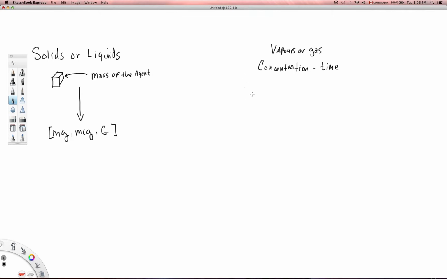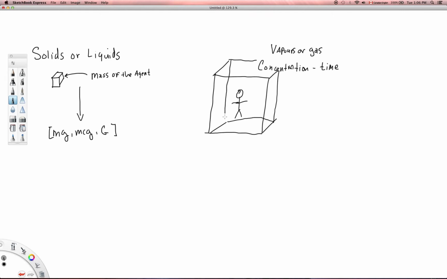Because if you think about it, if I'm in a vapor or a gaseous environment, you can imagine that here I am. I'm not going to draw a very good body because I'm just not a great artist. But imagine that I'm in maybe a cube or something like that. There's a certain three-dimensionality to the environment that I'm in.